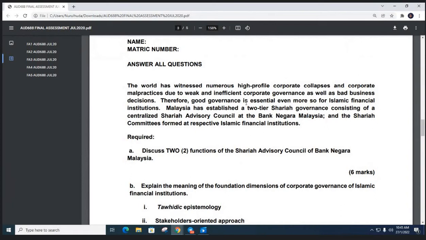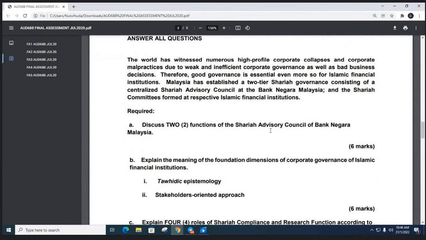Therefore, good governance is essential, even more so for IFI. Malaysia has established two-tier Sharia governance. Two-tier meaning Sharia Advisory Council at the Bank Negara Malaysia and Syariah Committee at the respective IFI. Satu di Bank Negara, satu di institution. So discuss two functions of Syariah Advisory Council of Bank Negara Malaysia.